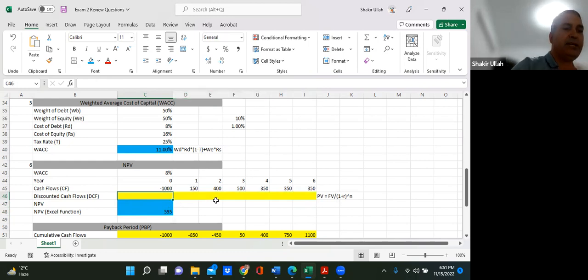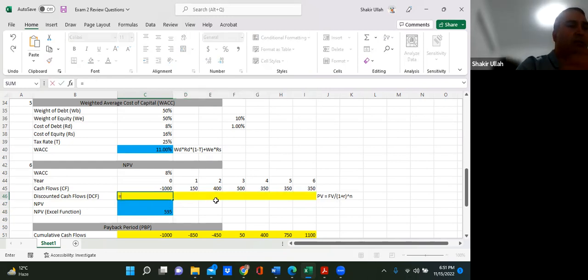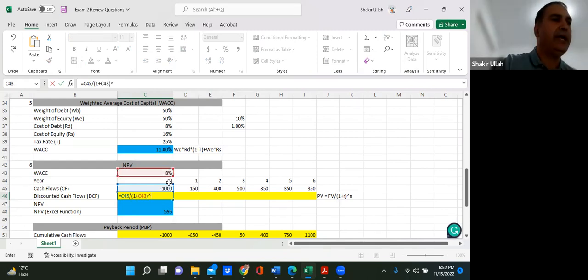The way we're going to do that is to build this formula: equals, we will take the future value divided by, start the parenthesis, 1 plus R, which is 8% in this case, close the parenthesis, and this is raised to the power n. And for this $1,000, n is 0. This is already in the present.